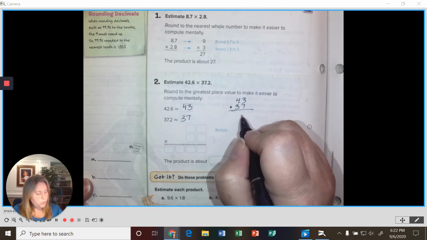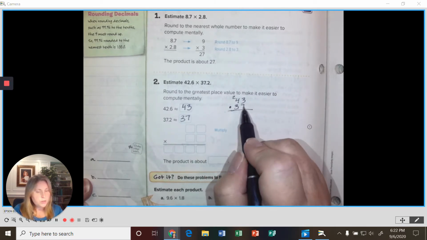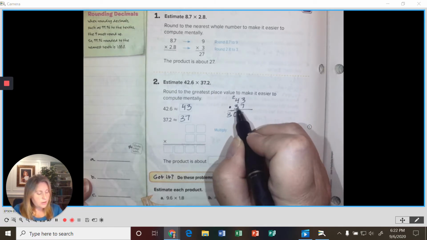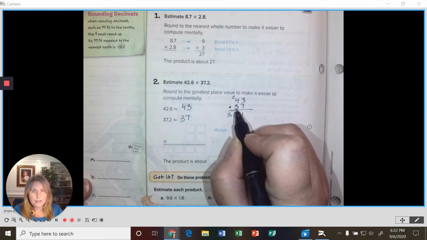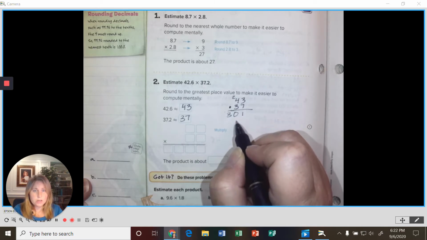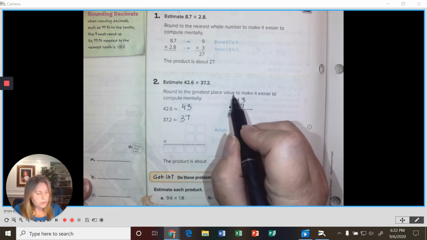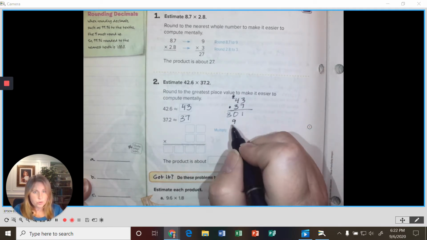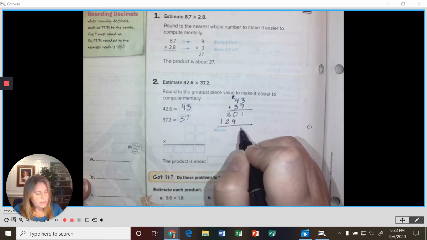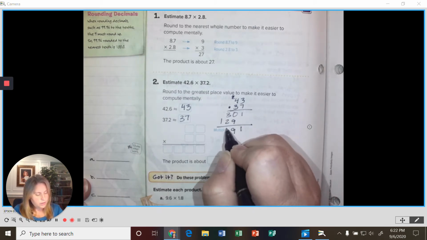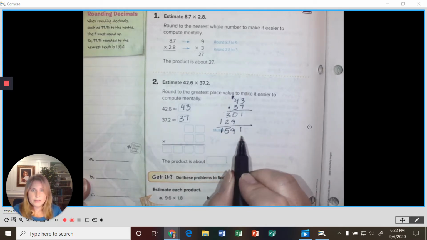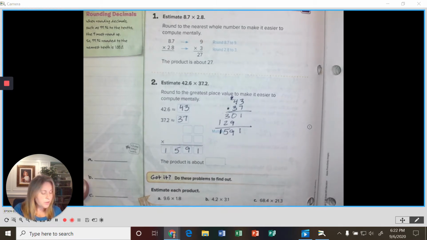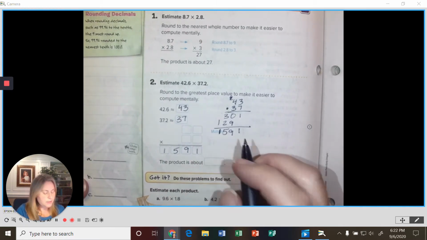7 times 3 is 21, right? The 1, carry the 2. 7 times 4 is 28. 28 plus 2 is 30. Now I'm moving over to the next place value, so I'm going to write that digit underneath it. 3 times, so this carried digit is gone now. 3 times 3 is 9. 3 times 4 is 12. And I add these up, 1, 9, 5, and 1. So 1,591.